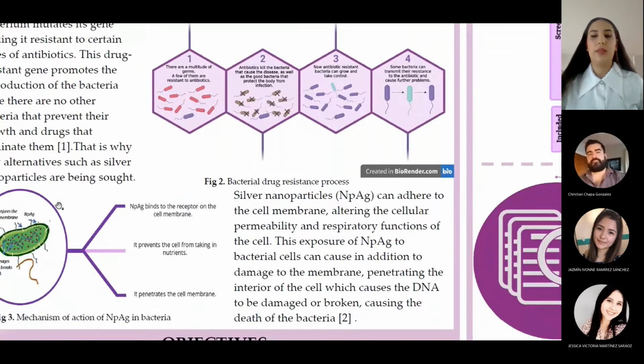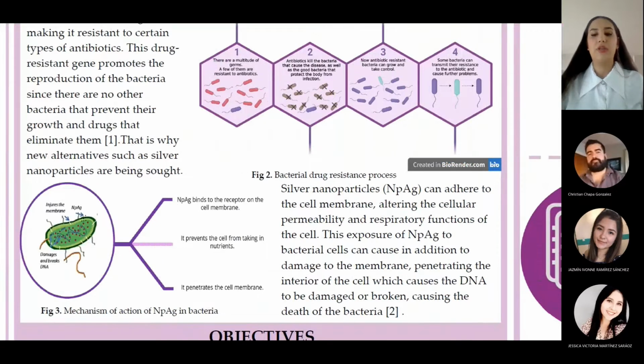The mechanism of action is shown in this image, where the silver nanoparticle first binds to the cell wall, affecting cellular respiration. In the same way, the nanoparticle prevents the cell from taking nutrients, and finally, it penetrates the cell membrane, breaking the DNA chain and preventing its replication.